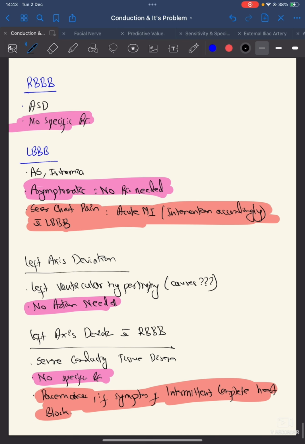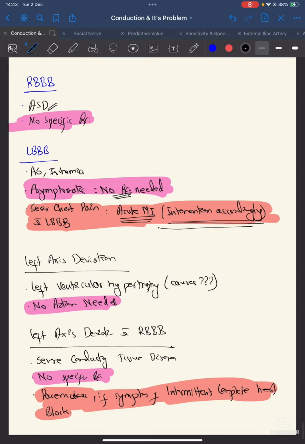And now we will go to the right bundle branch block and the left bundle branch block. In the right bundle branch block, always remember the atrial septal defect, and no specific treatment is required. But for the left bundle branch block, aortic stenosis and ischemia can be considered, and if it is asymptomatic, you may still not need treatment. But if it comes with severe chest pain with the left bundle branch block, then acute MI may be the cause, and intervention should be taken accordingly.